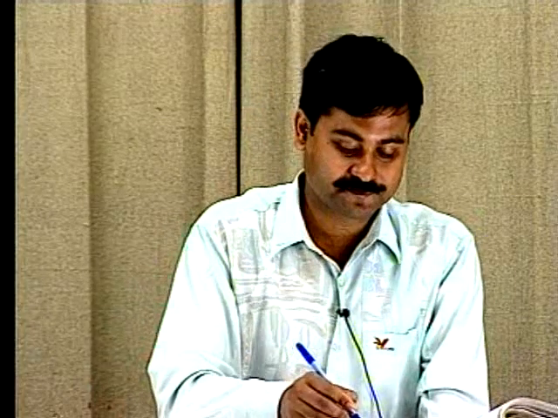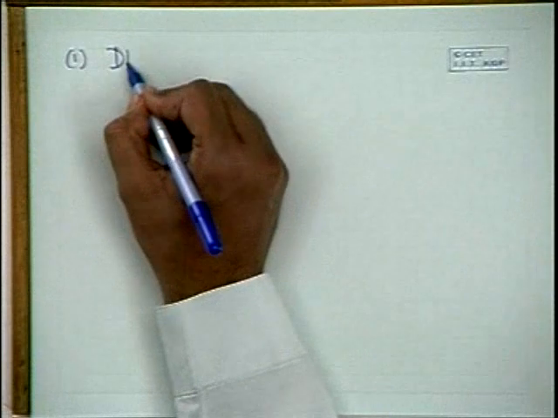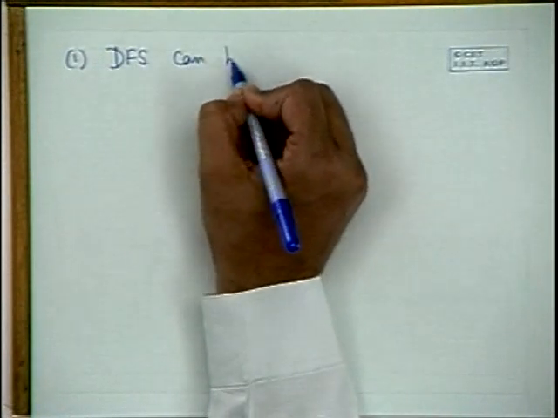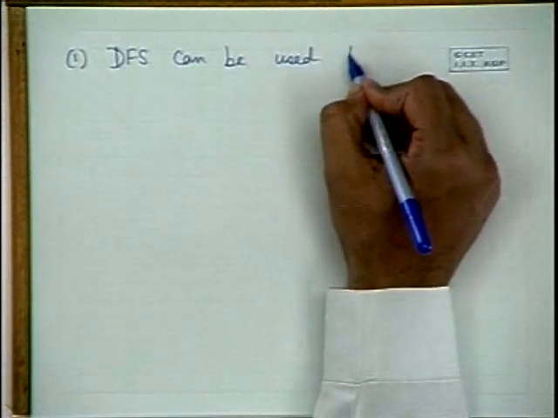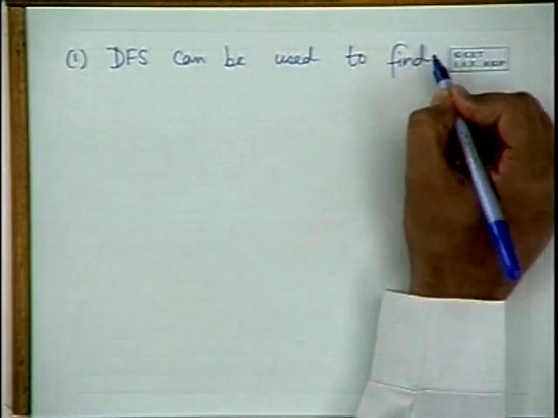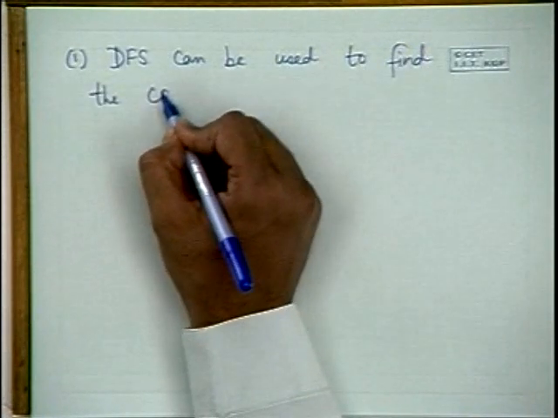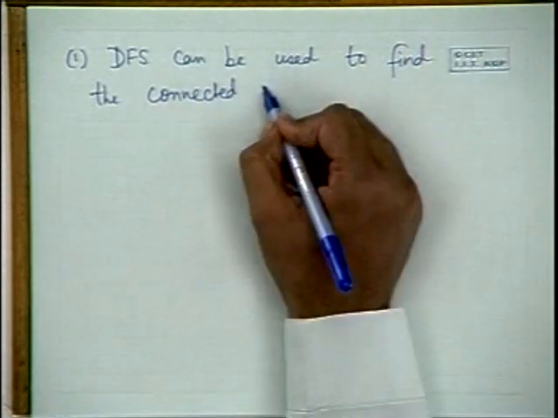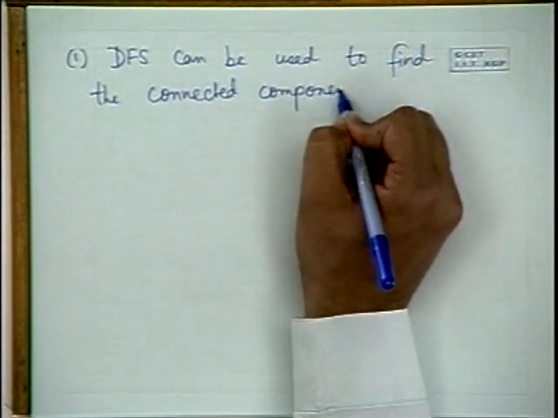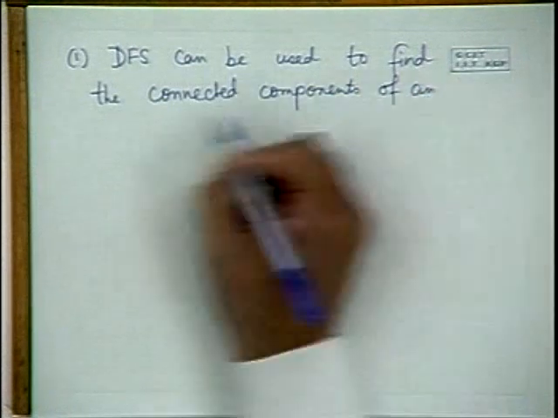Now, I already told you DFS is a very basic algorithm. It gives you some basic information about the graph when you traverse the graph in this manner. What are the basic pieces of information you can get from DFS? One is that DFS can be used to find the connected components of an undirected graph.